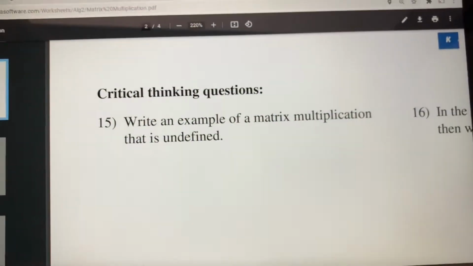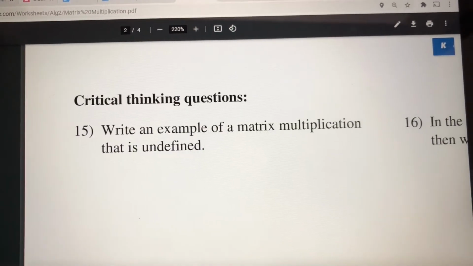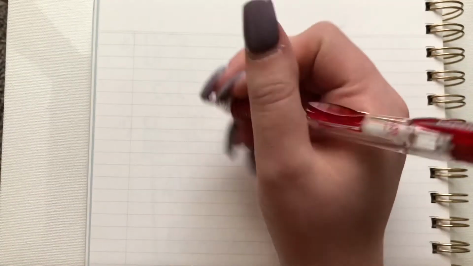Okay, I'm going to talk about questions 15 and 16. Hopefully you can see this. I'm going to try to use my laptop. So here's number 15. It says, write an example of a matrix multiplication that is undefined. So you don't have to go too crazy with this. Basically, this is just talking about the dimensions.